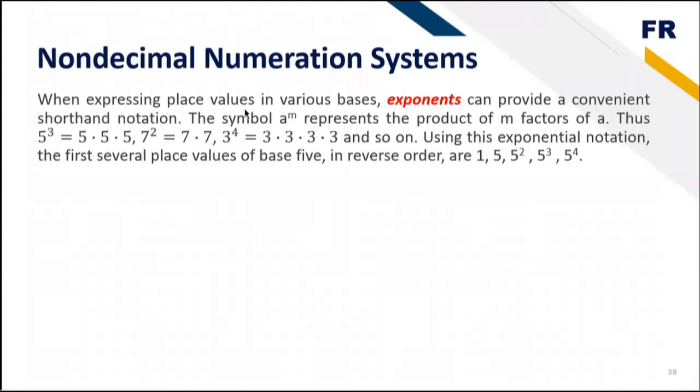When expressing place values in various bases, exponents can provide a convenient shorthand notation. So the symbol a raised to m represents the product of m factors of a. Thus, 5 cubed is equal to 5 times 5 times 5. 7 squared is 7 times 7. 3 to the 4th is 3 times 3 times 3 times 3, and so on. Using this exponential notation, the first several place values of base 5 in reverse order are 1, 5, 5 squared, 5 cubed, 5 to the 4th. Okay?